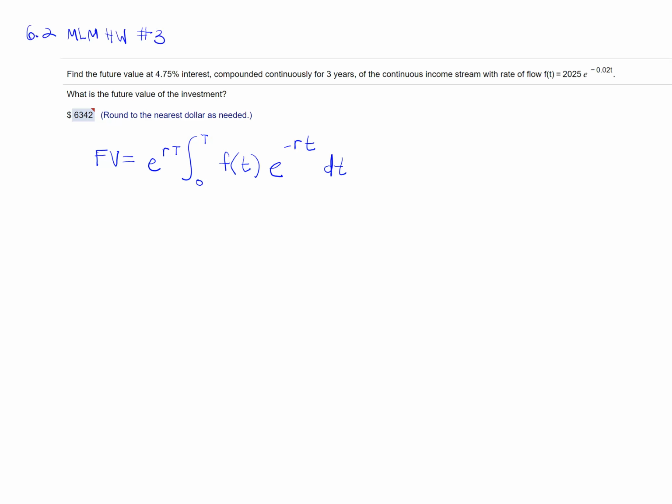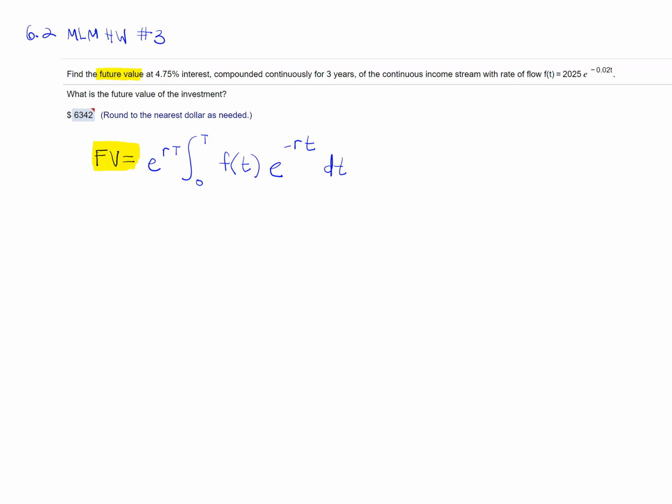This is question number 3 from the 6.2 MyLab Math homework. So we're being asked to find the future value of an amount at a 4.75% interest rate compounded continuously for 3 years for an income stream given by this function. So the key word here is future value. When you see that word, you know you're going to need this formula, the future value formula.